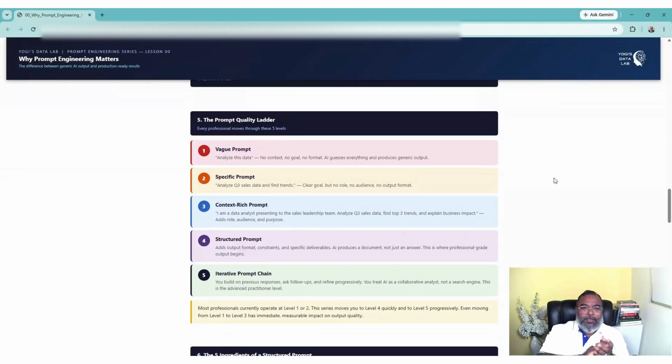Now, this is the prompt quality ladder, where it grows. If you look at this, the very first prompt that we are talking of is a very vague prompt. It says, analyze this data, and you have no context, no goal, no format. So analyze what? Give you what? What are you expecting? Who is the audience? You didn't set anything. What I should not do, you didn't set that even. So that's a very vague prompt.